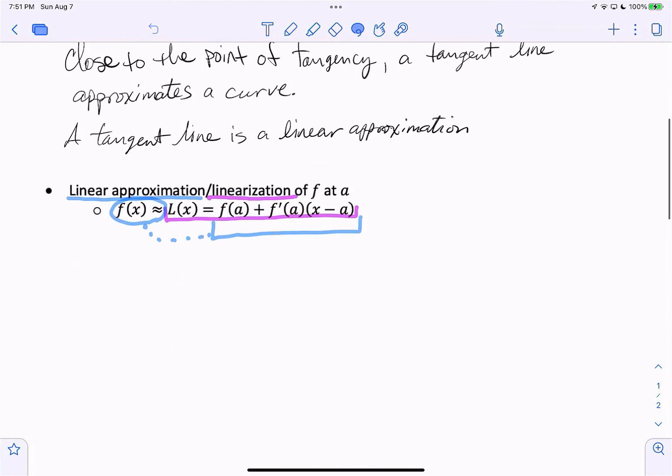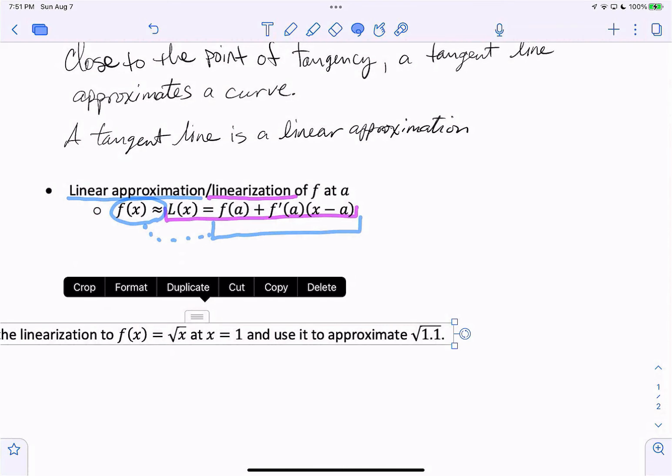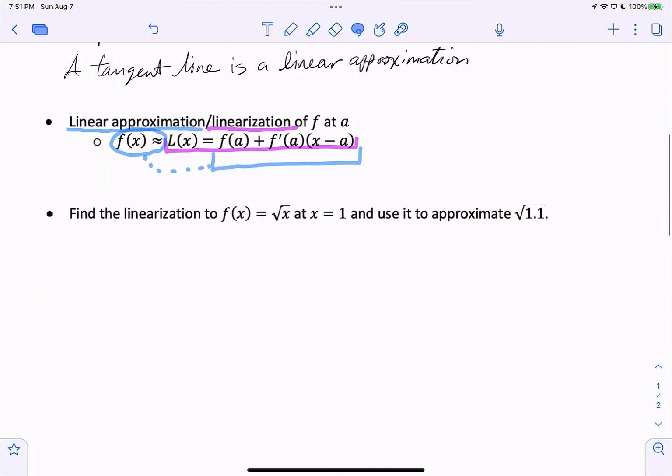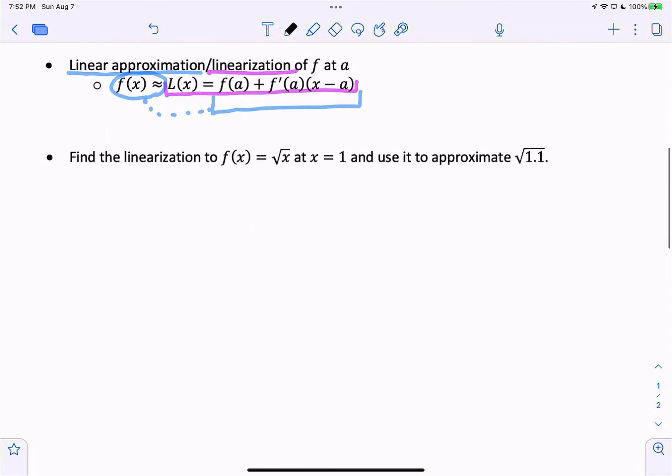So let's see what this is going to look like as far as an exercise in this lesson here. Find the linearization to f of x equals the square root of x at x equals 1 and use it to approximate the square root of 1.1. Just imagine this is back in the day. You don't have a calculator. You need the square root of 1.1 or an approximation of it.